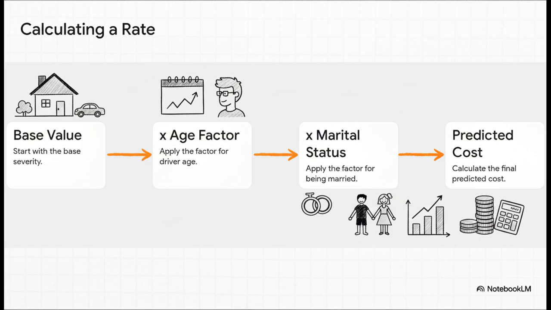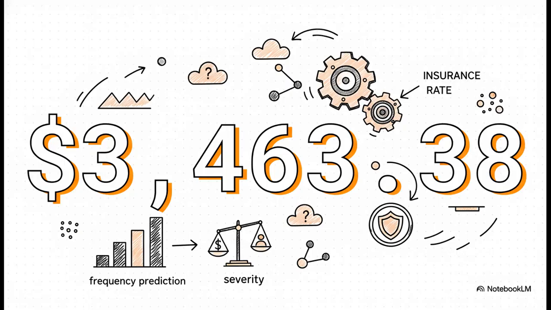Okay, now remember that log link translator we talked about? This is where it does its work. We can now turn those additive numbers into factors we can multiply. So we start with a base value from that intercept. Then, let's say we're pricing a 25-year-old married driver. We take that base value, we multiply it by their age factor, and then we multiply that result by their marital status factor. See? It's all multiplication now. And voila, there's our number. The model predicts that the average cost or severity of a claim for a person with this exact profile is going to be $3,463.38.